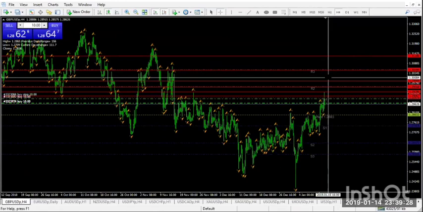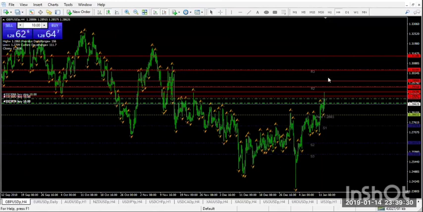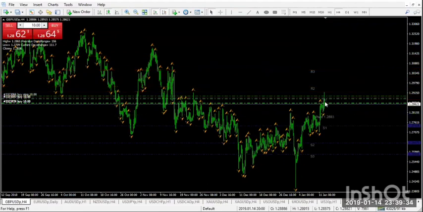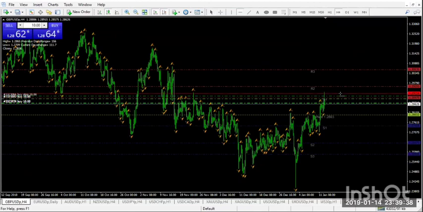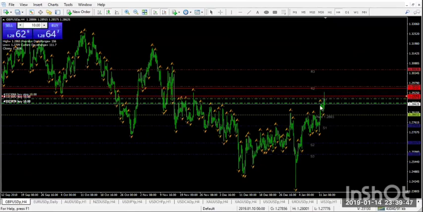So I would put my buy stop right there. But if you want to put one buy stop here and put your take profit on R2, it will give you profit and then you will lose, because you have a pivot right there.